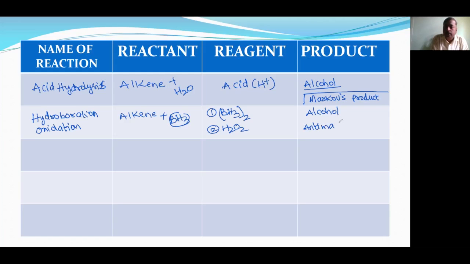Anti-Markovnikov's rule, or anti-Markovnikov's product. This I have written wrong, anti-Markovnikov's product. Like this, the second reaction. So I hope all reactions you can make now.